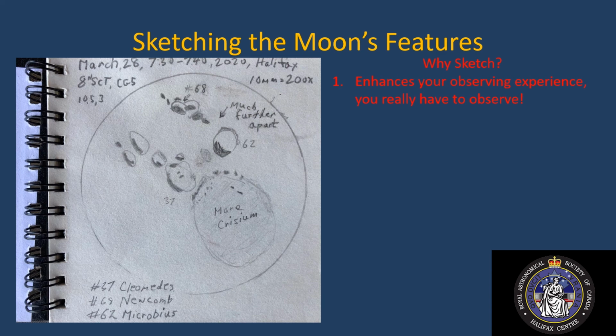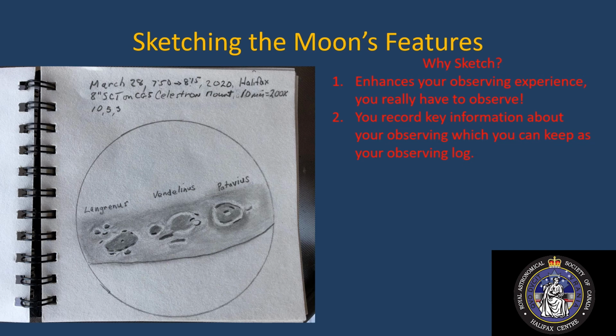So we recommend that you sketch because it greatly enhances your experience observing. You get to see these shapes, the sizes, the juxtaposition of features, and it helps you remember what the moon looks like. So this is really observing when you're doing sketching. When you're sketching, you should record information about your observing. This would include the date, location, the equipment, as well as the weather conditions that existed at the time.